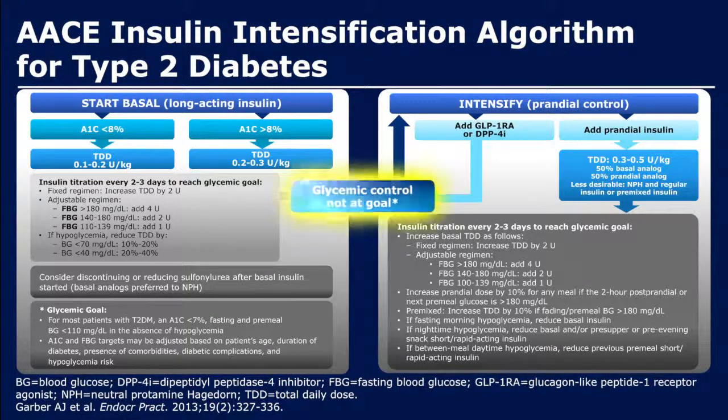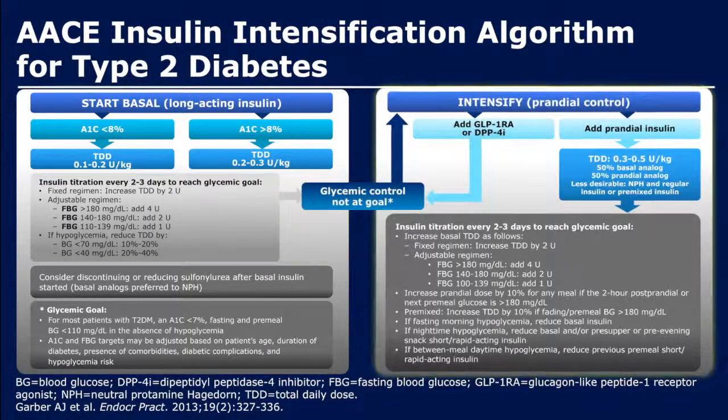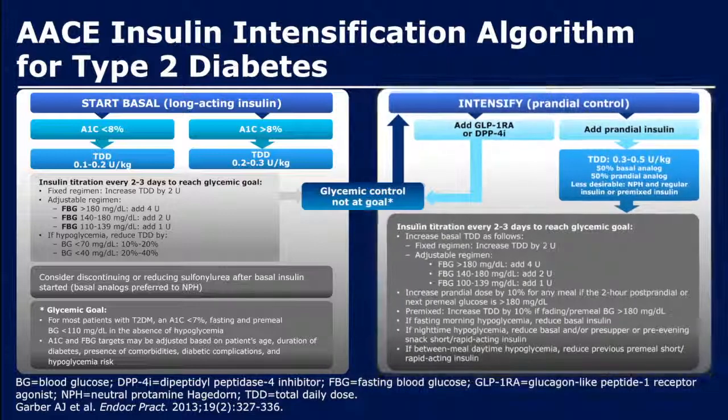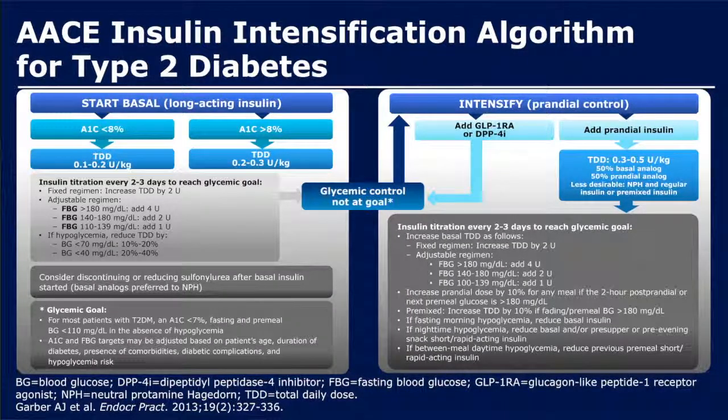If glycemic control is not at goal, follow the algorithm on the right side of the slide. The goal here is to achieve prandial control by adding a GLP-1 receptor agonist or DPP-4 inhibitor, or by adding prandial insulin. If the GLP-1 receptor agonist or DPP-4 inhibitor does not achieve glycemic goal, consider further intensification.